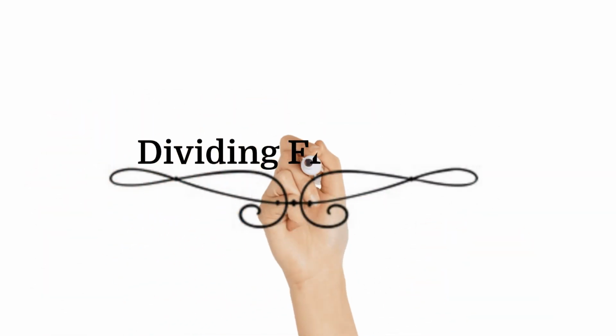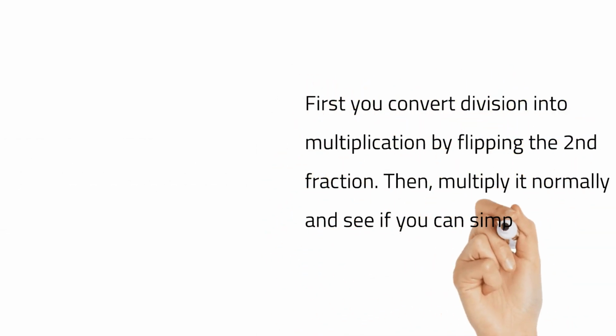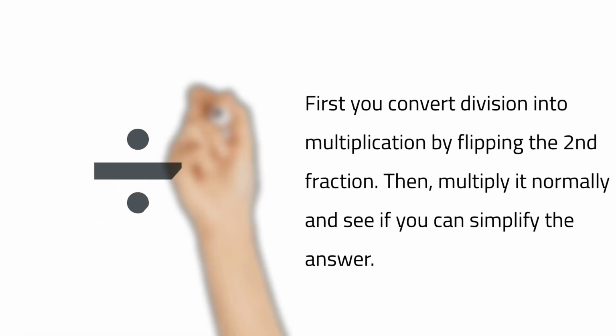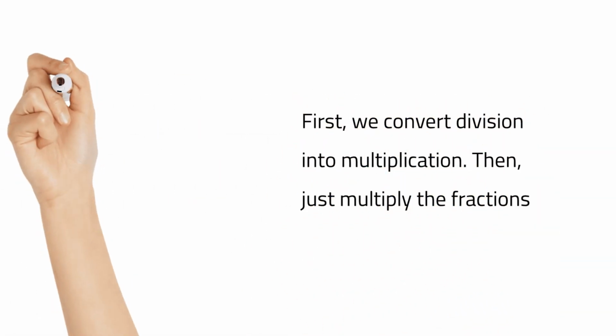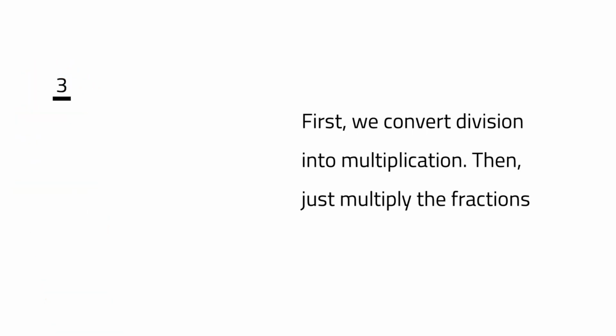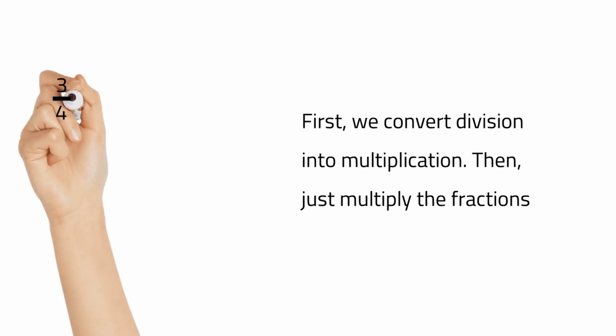Today we'll be talking about dividing fractions. First, you convert division into multiplication by flipping the second fraction. Then multiply it normally and see if you can simplify the answer. First, we convert division into multiplication. Then just multiply the fractions.